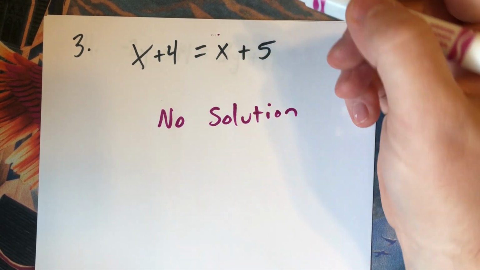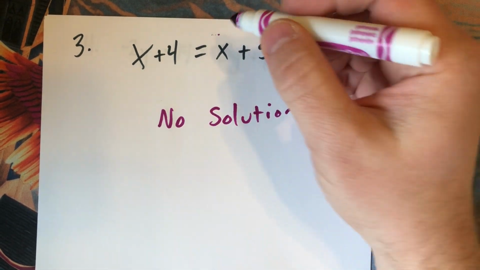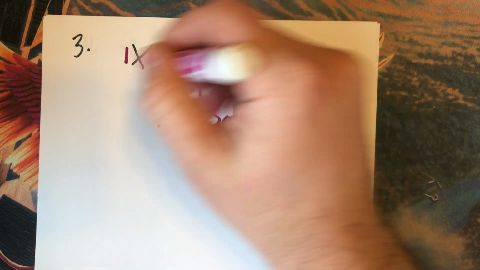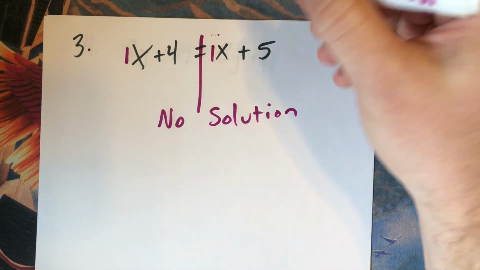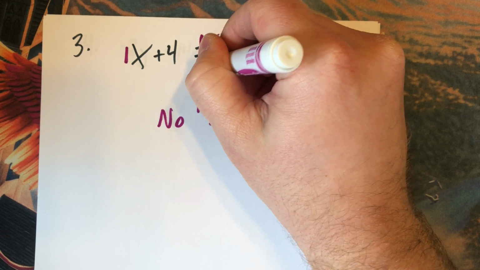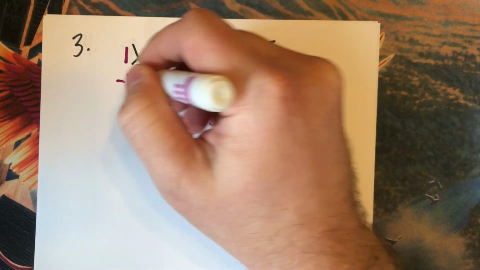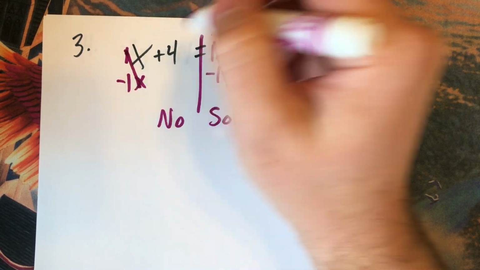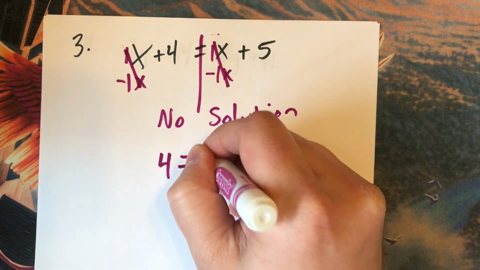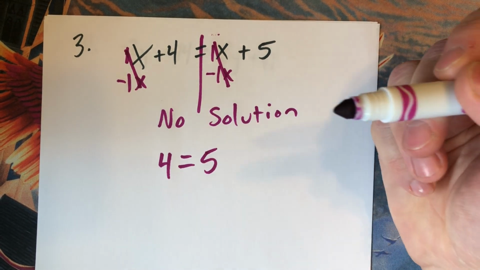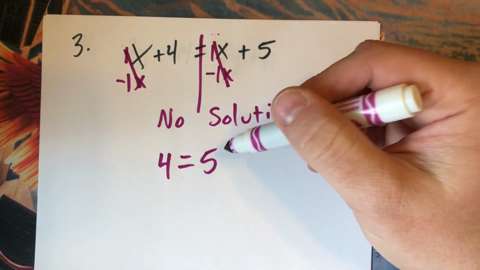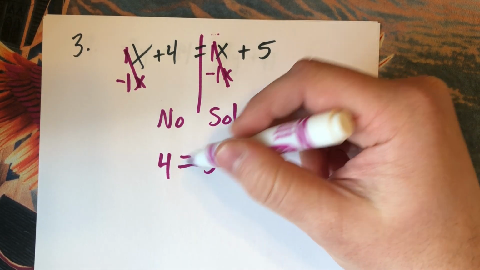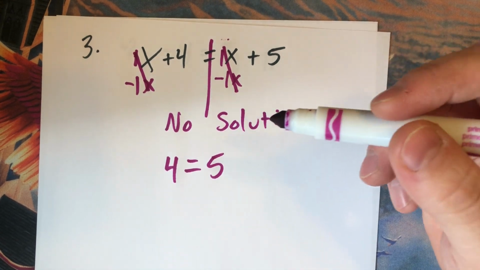Here's the other way. What we can do is, well, there's 1x here and there's 1x here. Remember, to move across the equal sign, we do opposites. So this is a positive x here. I can subtract 1x here, subtract 1x here. 1x minus 1x cancels. Wait, 1x minus 1x cancels here too. We wind up getting 4 equals 5 and no more x's. If all your x's cancel out and that happens, that's not true. If you get something that's not true, that's called no solution.